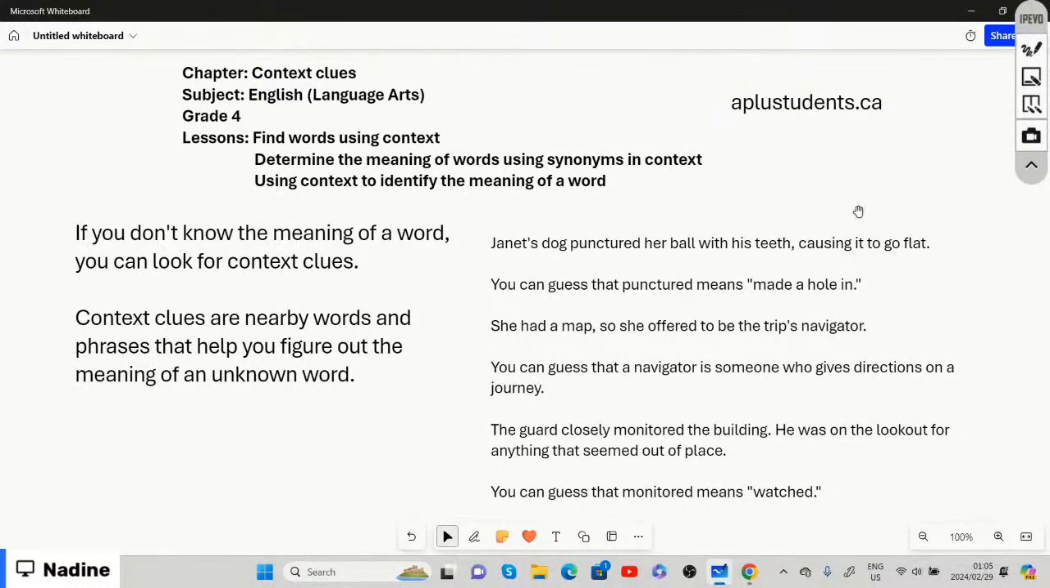And the lessons that we are focusing on today under the chapter of context clues is to find words using context, to determine the meaning of words using synonyms within context, and using context to identify the meaning of a word.